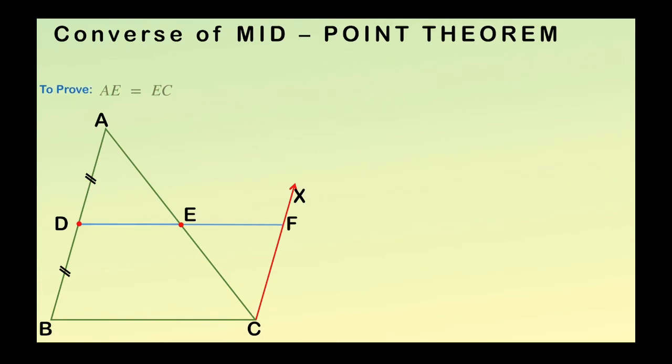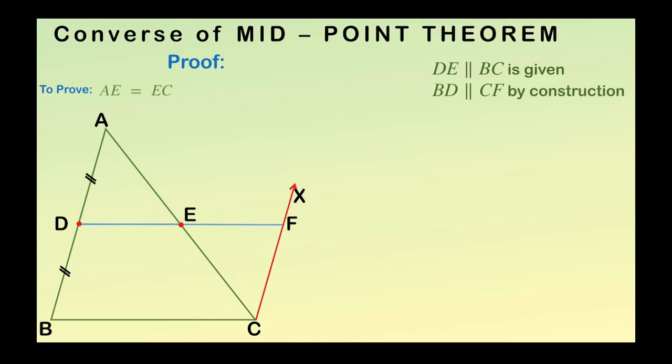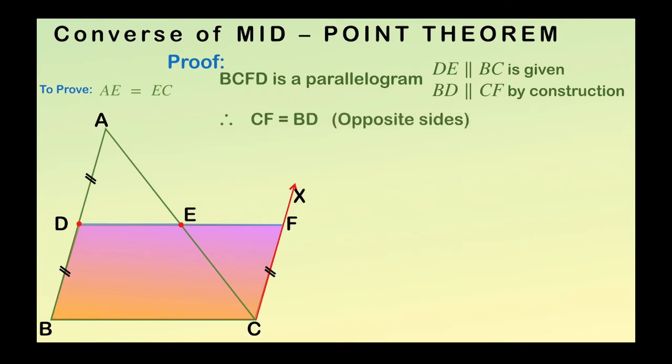With this, we have DE parallel to BC as given and BD parallel to CF by our construction. So BCFD is a parallelogram, and therefore its opposite sides CF and BD are equal. But it is given that BD is equal to AD. So with these two equations, we can say that CF is equal to AD.